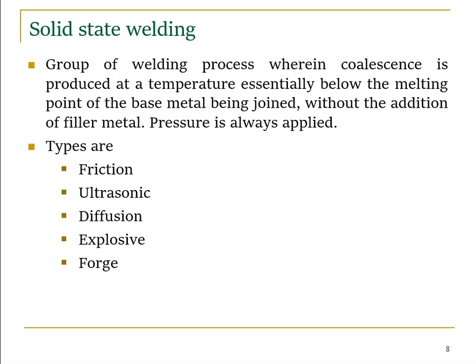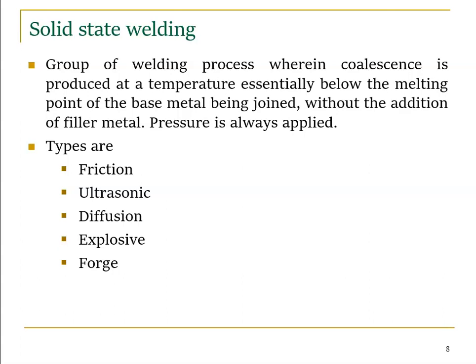So it is a group of welding processes wherein coalescence is produced at a temperature essentially below the melting point of the base metal, right? So assume that I am going to join two metals, it may be aluminum. Assume that the melting temperature is 100. Then we will increase the temperature of the base metal to below 100. It won't reach 100, because 100 is the melting point. So below the melting point, we increase the temperature and we apply the force, and by applying the force, it will join. We never add any filler metal. So this is what solid state welding is.